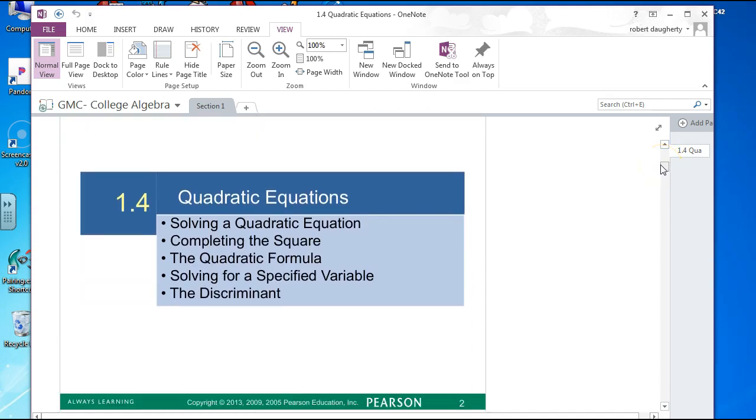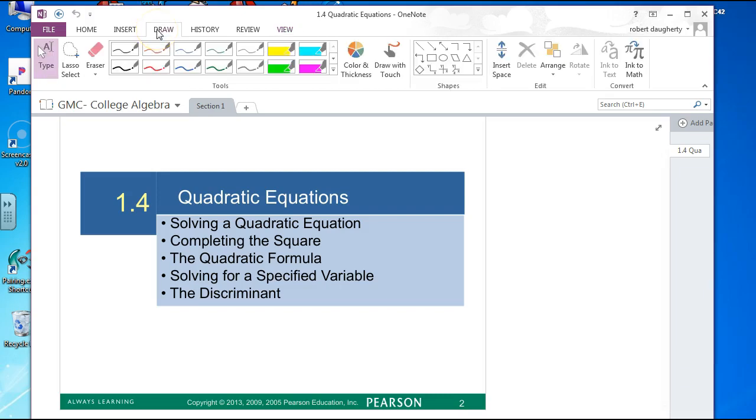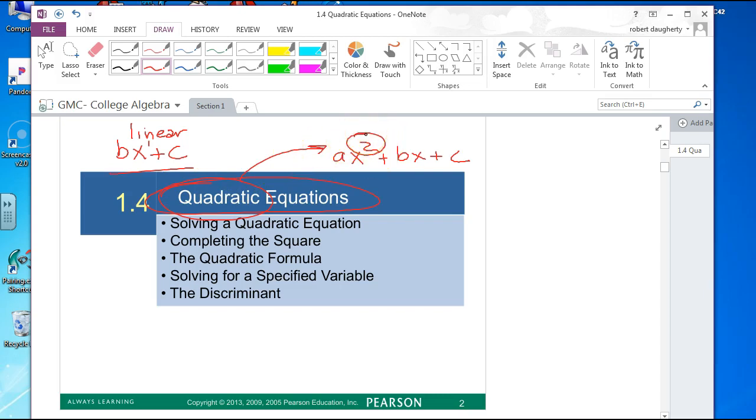In section 1.4, we're going to continue what we did with some of the work earlier in the week with linear equations, and we're going to look at quadratic equations. Quadratic equations are terms that have a quadratic or an x squared term. If you remember something like bx plus c, this is a linear expression because my x is raised to the first power. When I see something like ax squared plus bx plus c, this is a quadratic expression because I have something raised to the second power.